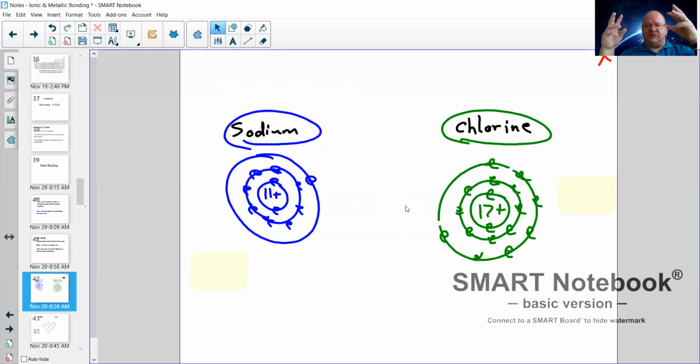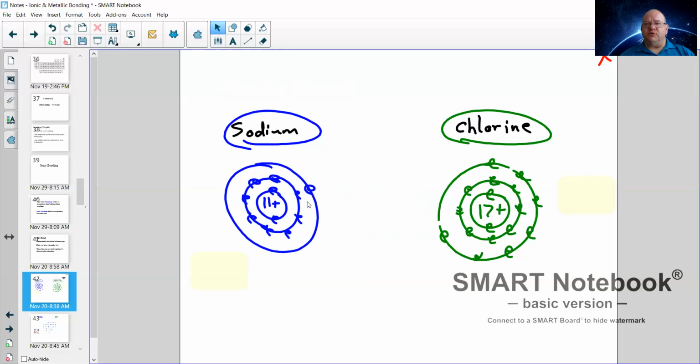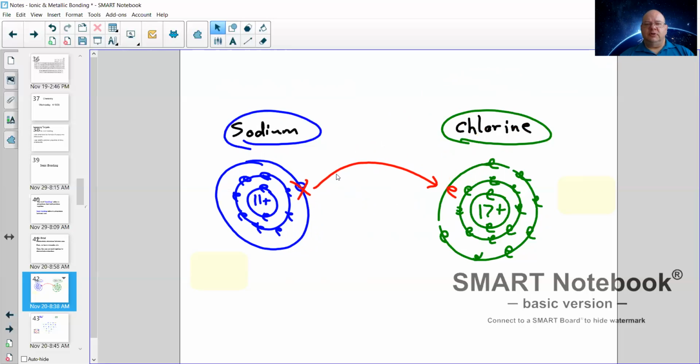So if these two atoms, just through the normal course of interaction, happen to get close together, chlorine takes away the electron. Here's my representation of it. Chlorine grabs that electron, takes it away from sodium, and that electron comes over here. Now look, chlorine has 8 valence electrons, effectively.